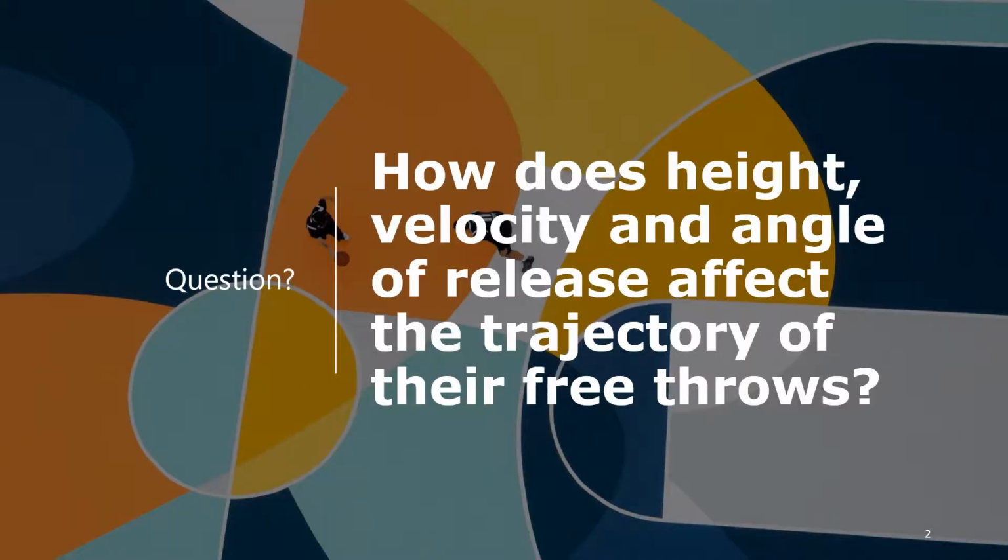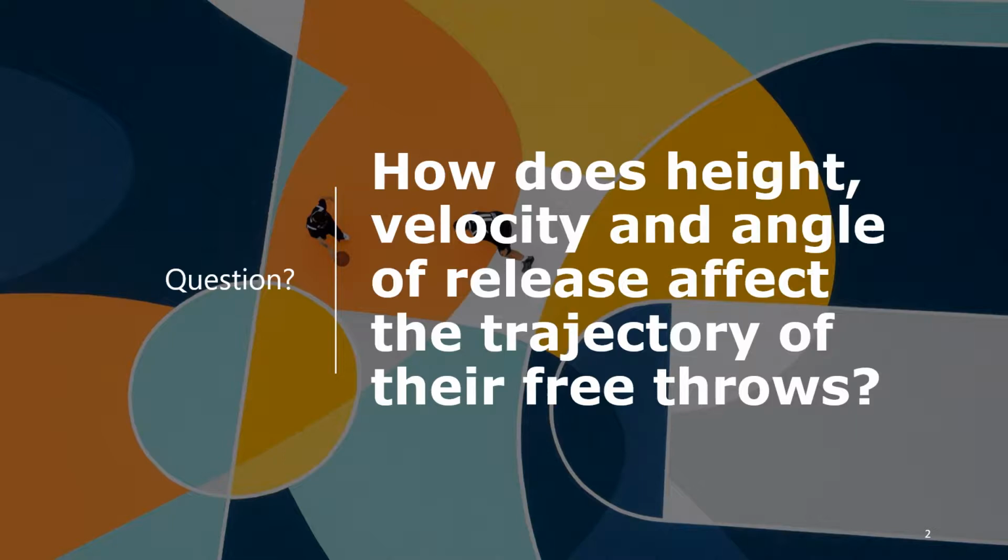So our initial question was, how does height, velocity, and angle of release affect the trajectory of their free throws? We were going to be looking at many different components to a shot. Some of those include release height, arm length, their height in general, and the size of the ball they were using. For Amanda, that was 28.5, which is a woman's size ball, and for Kevin Durant, it's 29.5, which is a men's ball.